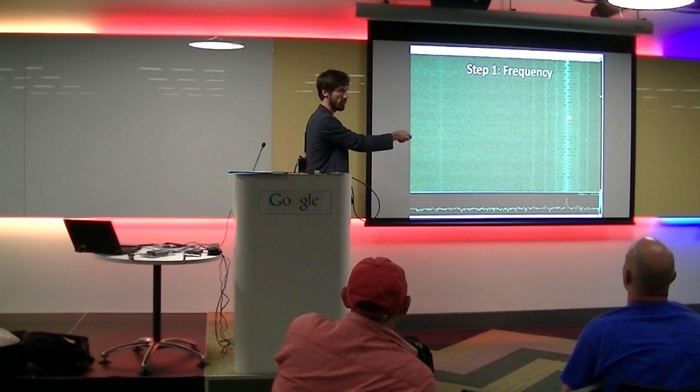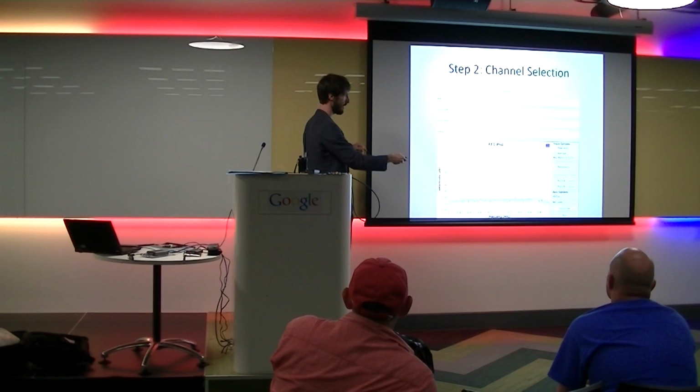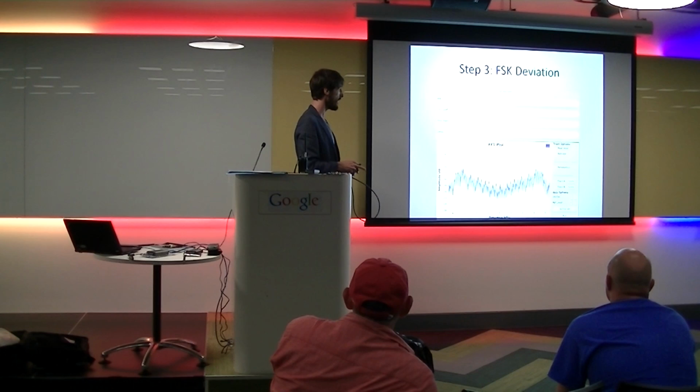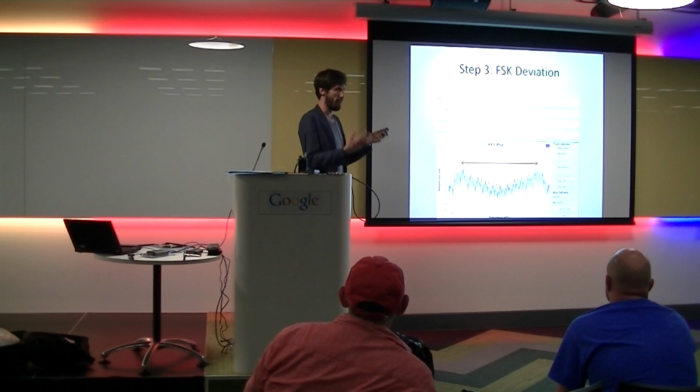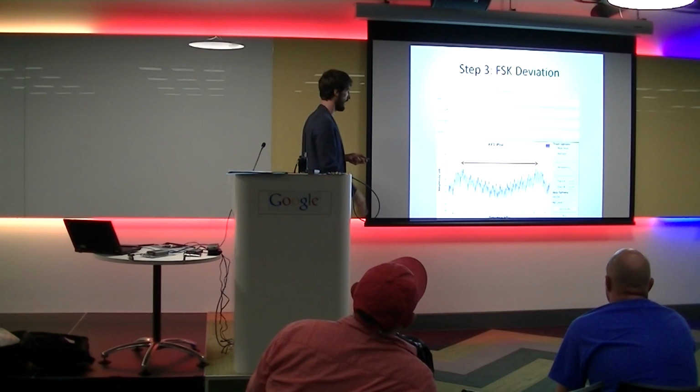So the first step is that you record the data, and then you focus in on the signal of interest, which is called channel selection. The next thing is to determine how far it's deviating from the center of the dial, and this is the FSK deviation. You can look at that very simply on the FFT plot and figure that out.